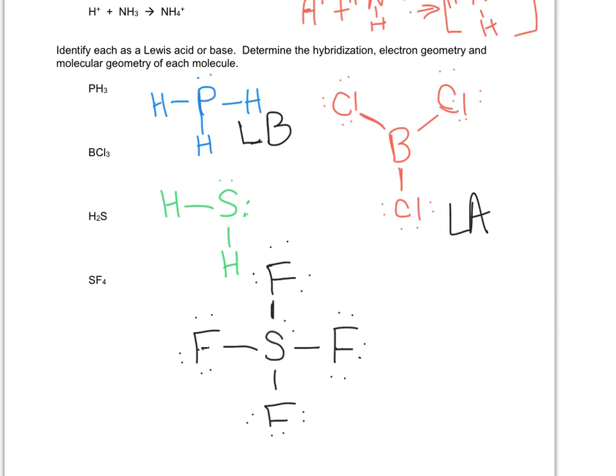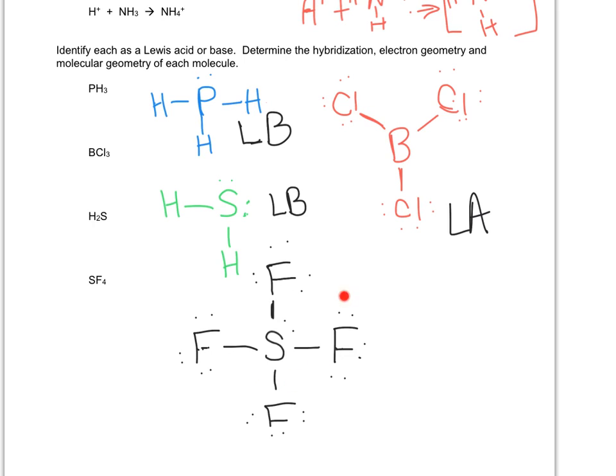Okay, let's move on to the next one, H2S. This one would be a Lewis base, because we have a couple of pairs of electrons that we can donate, so it can be an electron donor. For the hybridization, there are 4 areas of electrons around it, so that's sp3. Four areas of electrons for the electron geometry would be tetrahedral, but since there are only 2 bonds, that would be a bent shape for the molecule.